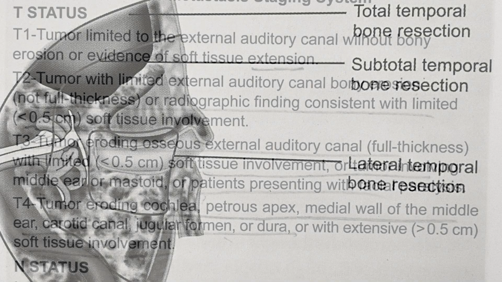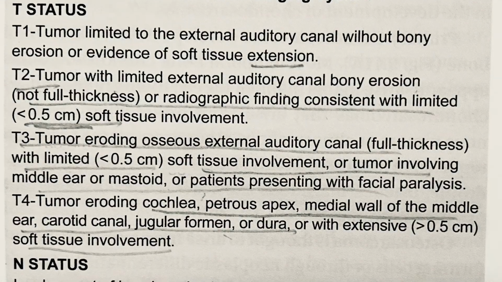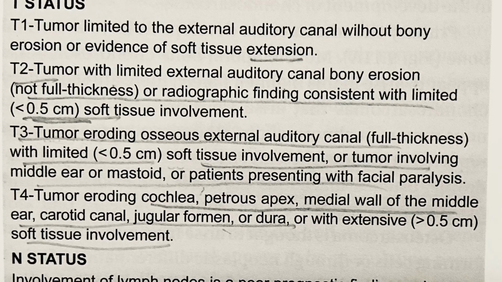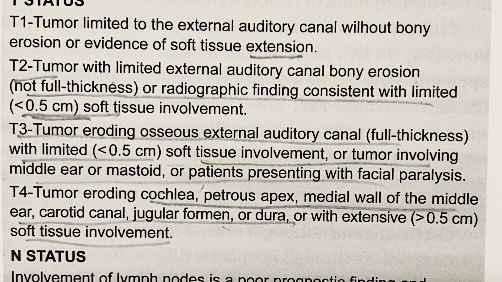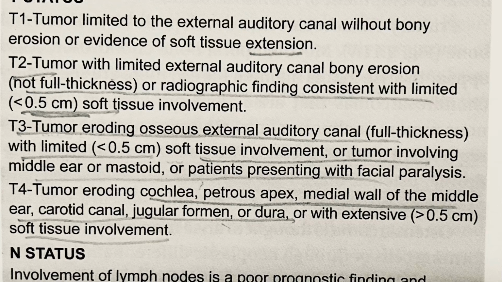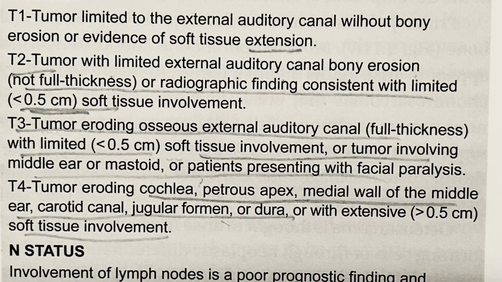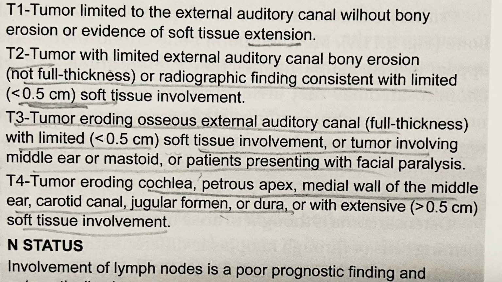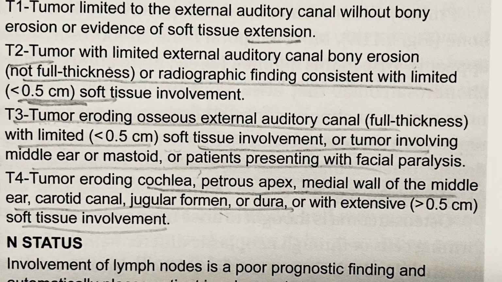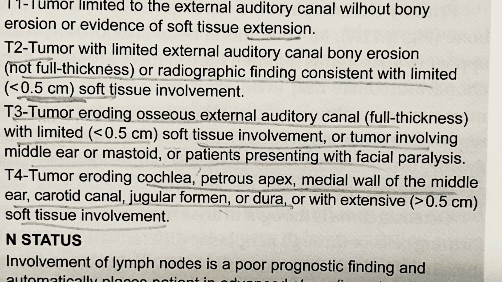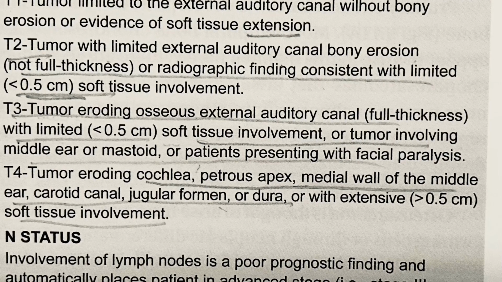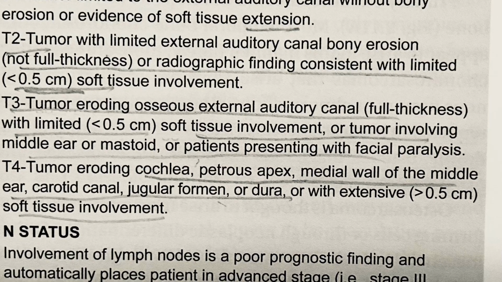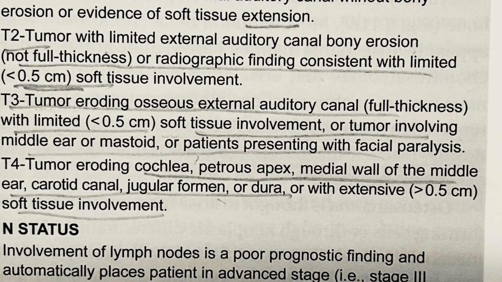The modified Pittsburgh staging system is the most commonly used. T1: Tumor limited to the external auditory canal without bony erosion or involvement of the soft tissues. T2: Tumor with limited bony erosion in the external auditory canal but no involvement of the middle ear or soft tissues. T3: Tumor eroding the bony external auditory canal with extension into the middle ear or mastoid, but without invasion of critical structures like the facial nerve, carotid artery, or dura.